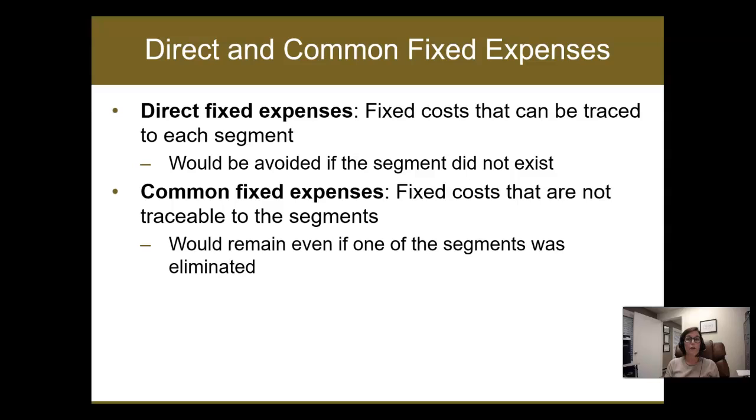Now, if we have multiple products, quite often there may be certain processes or even labor that might be associated with more than one product line, and then at some point they diverge and become their own separate products. So we will have direct fixed expenses, which is what is strictly applicable to the individual product, but then we will also have common fixed expenses that we would have even if we lopped off one of our segments or products.